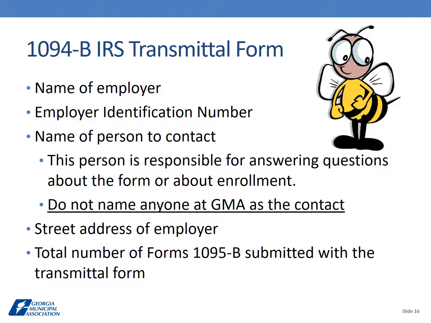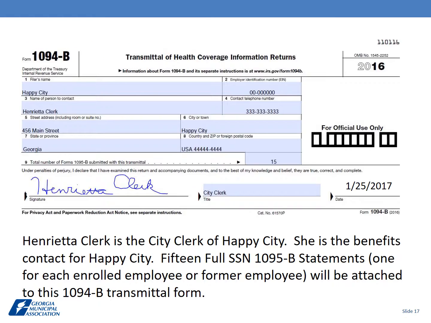The 1094B IRS transmittal form provides very simple information: the name of the employer, the employer identification number, and the name of the person to contact. That person is responsible for answering questions about the form or about enrollment. Do not name anyone at GMA as the contact for this form. It also includes the street address of the employer and the total number of forms 1095B that are going to be submitted with the transmittal form.